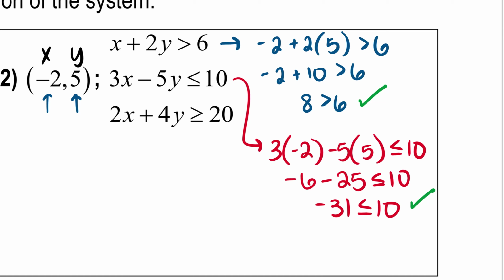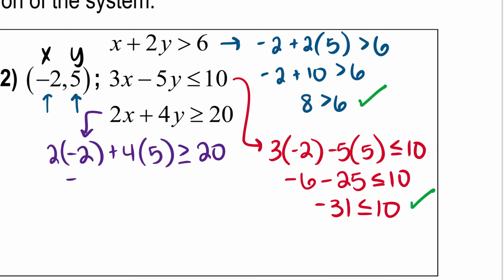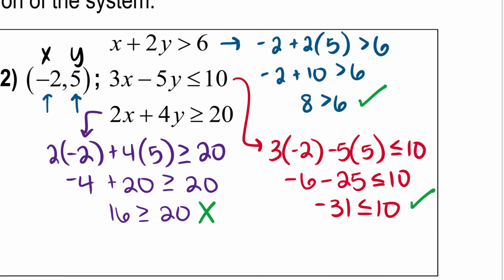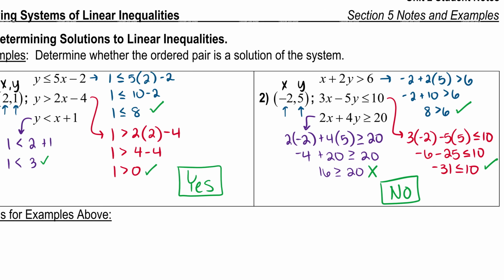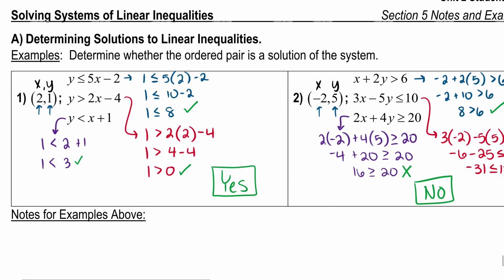And we have to check the last one. So I'll do that one right here. So we have 2 times negative 2 plus 4 times y, which is 5. So we have 2 times negative 2, 4 times 5. 20 minus 4 is 16, greater than or equal to 20. Well, that is not true. So because that one's not, the whole thing is just a big fat no. So it's either all true or not all true. That's really what it is. Okay, so that's the first part.